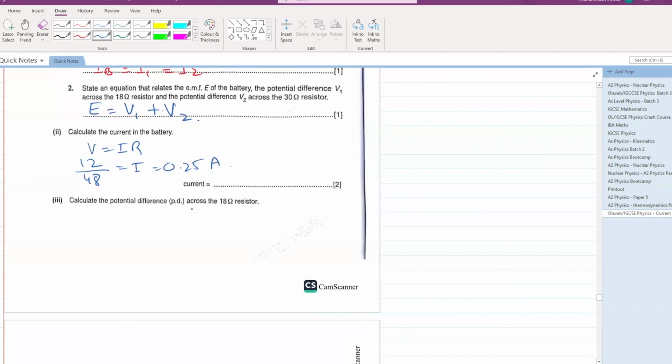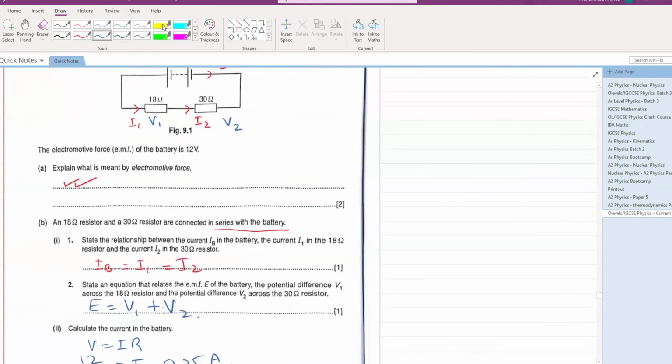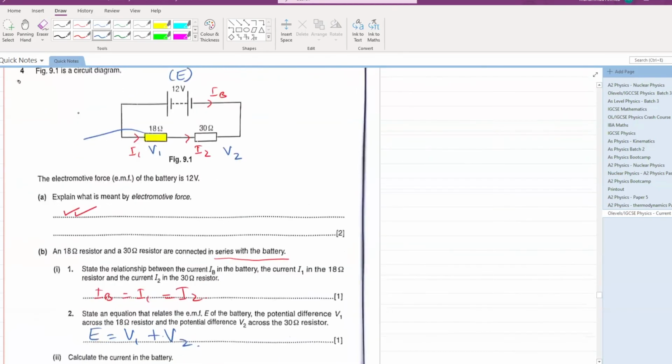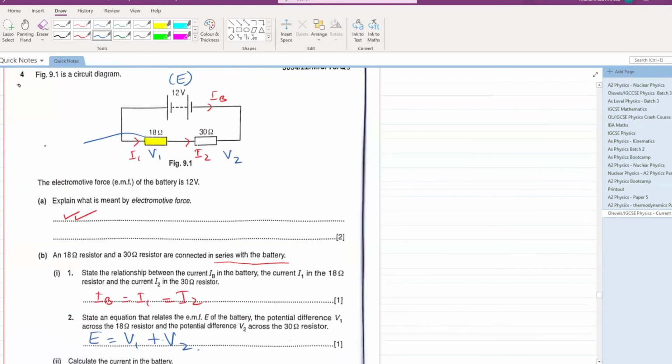Simple as that. Calculate the potential difference across the 18 ohm resistor. You have to calculate the potential difference across this 18 ohm resistor. So the current is what? 0.25. And the resistance is 18. So 0.25 into 18. This gives you an answer of 4.5 volts.